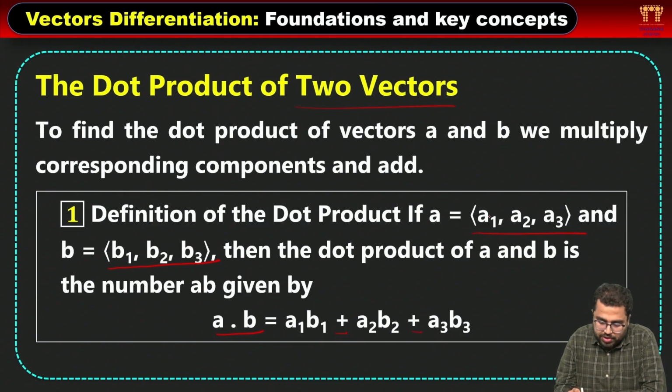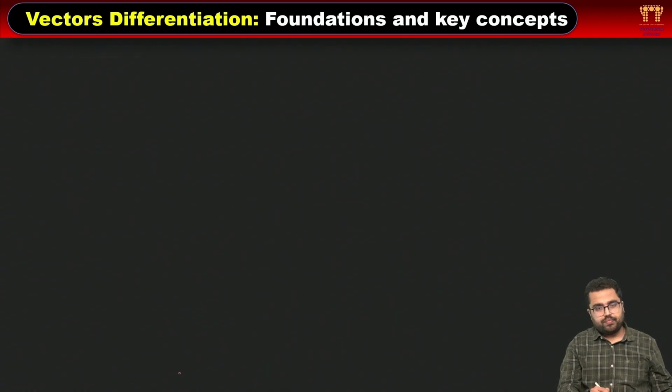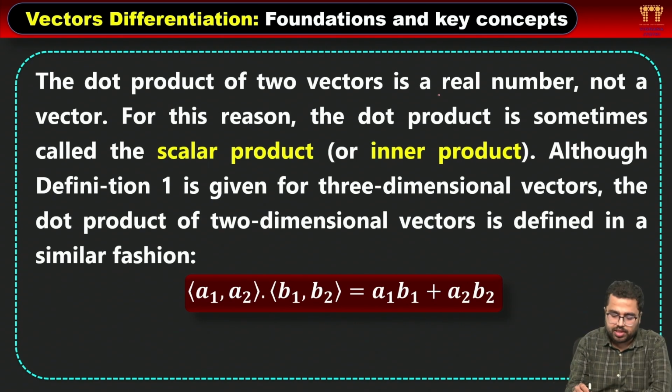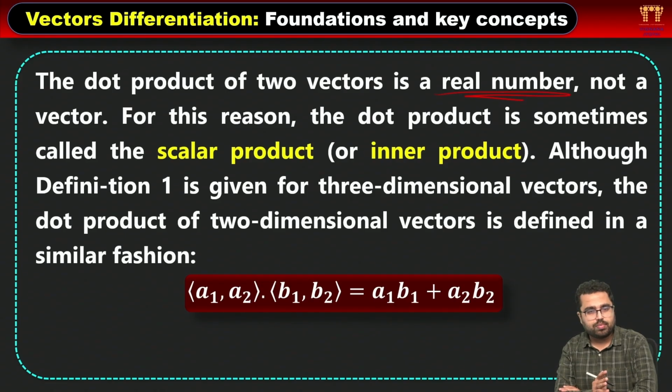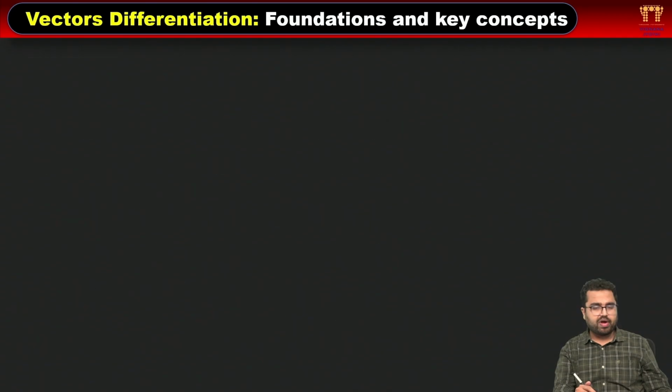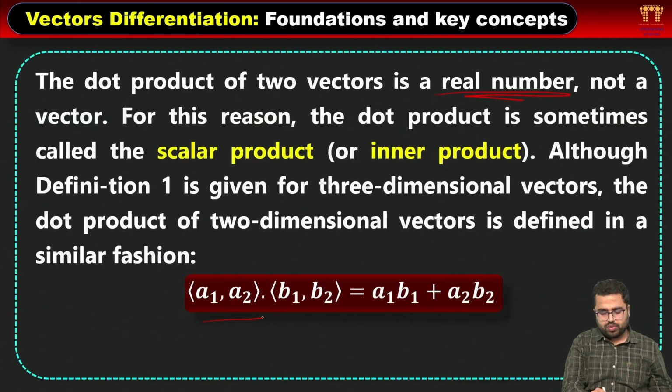So what is the dot product? First component of A into first component of B, plus second component of A into second component of B, plus third component of A into third component of B. So in this way you can find the dot product. Now you can note that this dot product is nothing but a real number, not a vector. So for this reason we call dot product as scalar product or inner product. And this definition we have is for three-dimensional vectors. You can define it for two-dimensional vectors also. So component wise you have to multiply and you have to add.